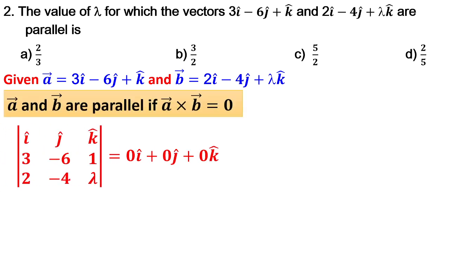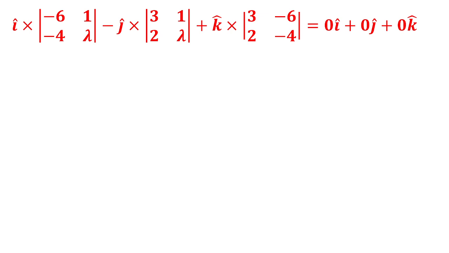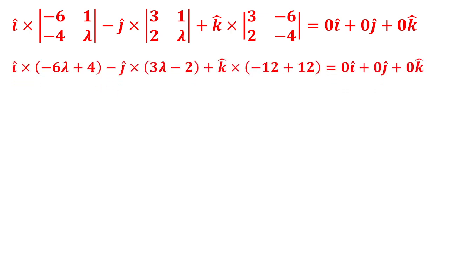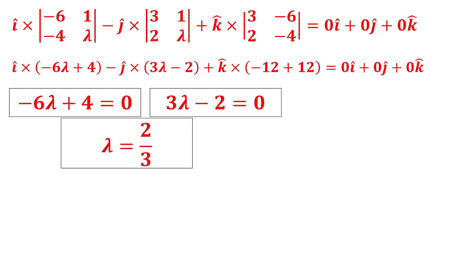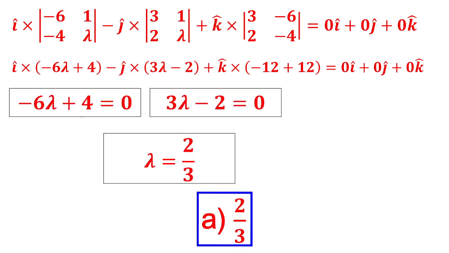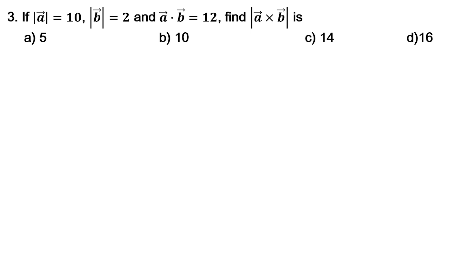Now it is parallel when the cross product is 0. I am equating the cross product to 0: i component 0, j component 0, and k component 0. Therefore, 3 lambda minus 2 is equal to 0. Lambda is equal to 2 by 3. Let us go to question number 3.